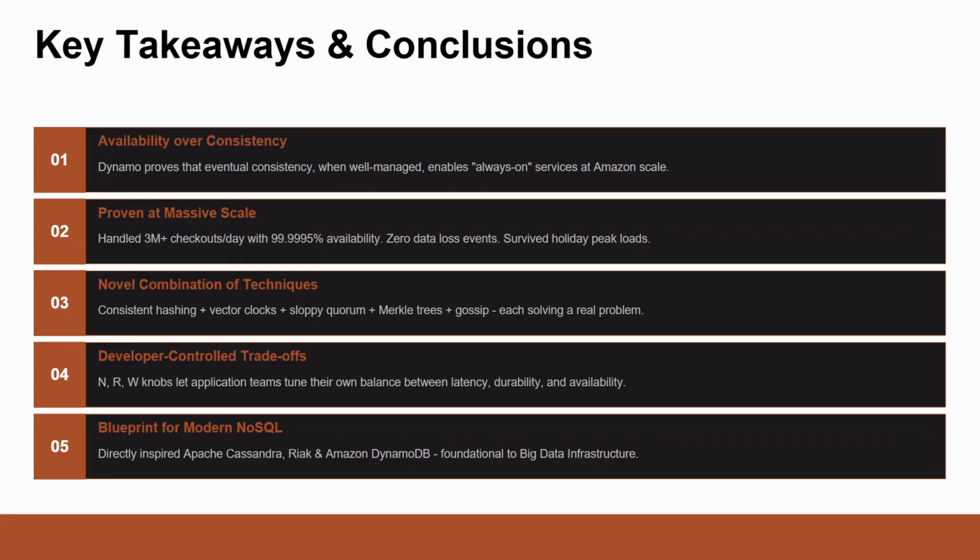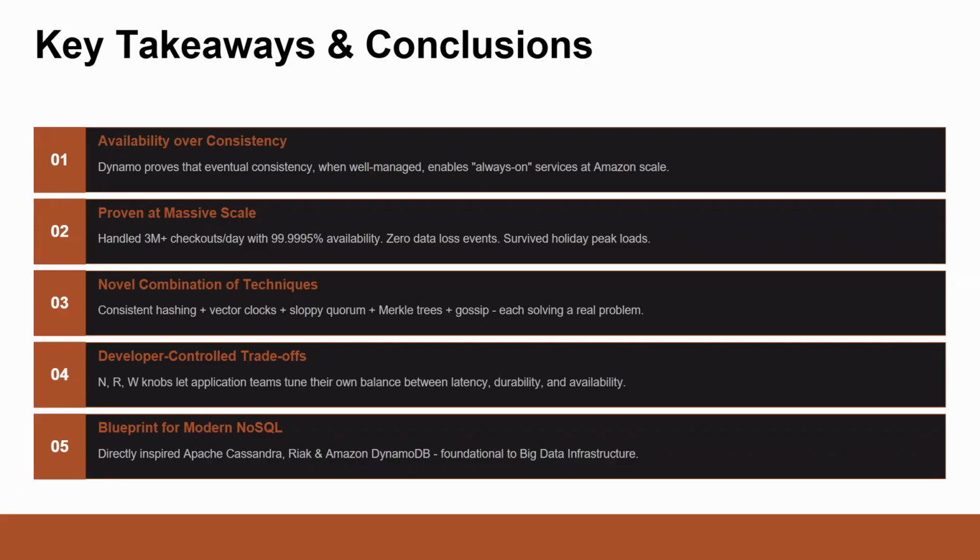Second, Dynamo is proven at Amazon scale. 3 million checkouts in a single day, hundreds of millions of requests, zero data loss. This isn't a theory; it's a live system that worked. Third, the combination of techniques is what makes it special. No single idea makes Dynamo work. It's the combination: consistent hashing, vector clocks, sloppy quorum, Merkle trees, and gossip protocol. All working together. Each one solves a specific problem.